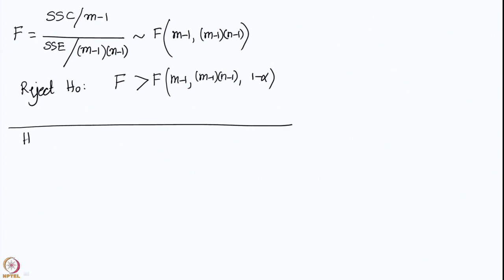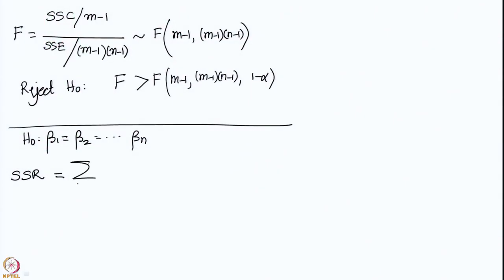Suppose you take another null hypothesis that beta 1 is equal to beta 2 is equal to etc. beta n. Then naturally you are going to calculate what is known as SSR, the between-the-row sums of squares. So against the row you are going to make the sums of squares. So that is going to be summation.